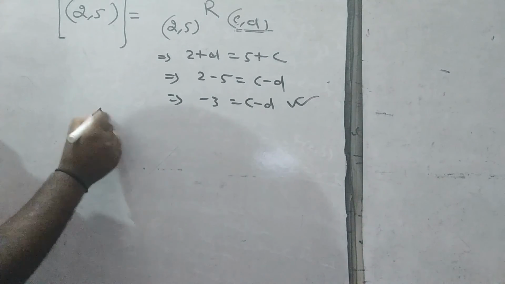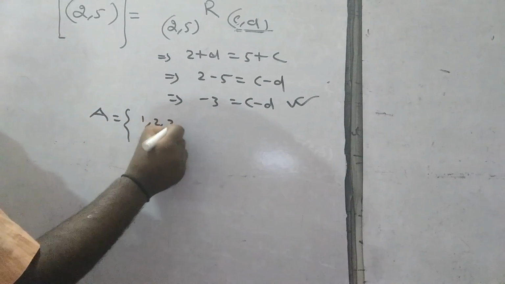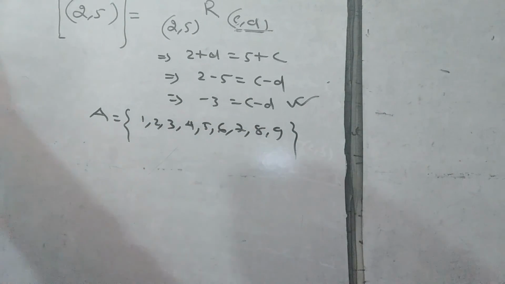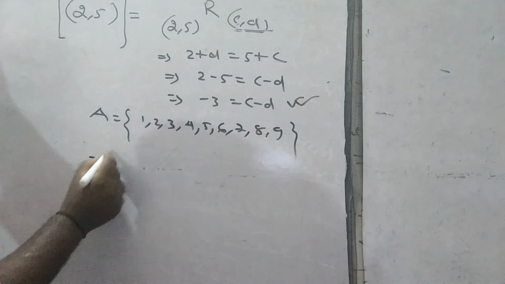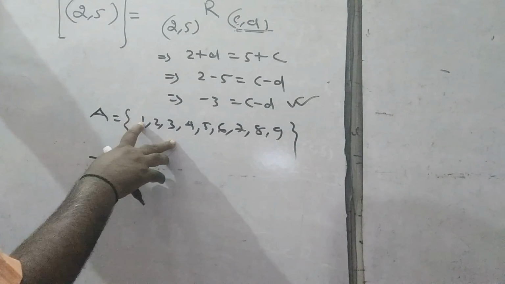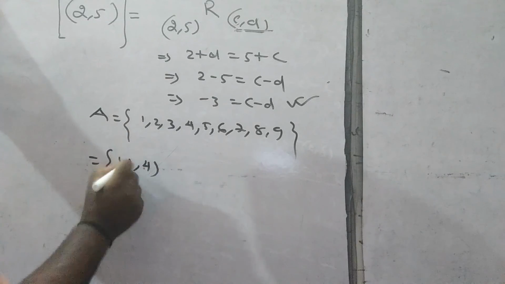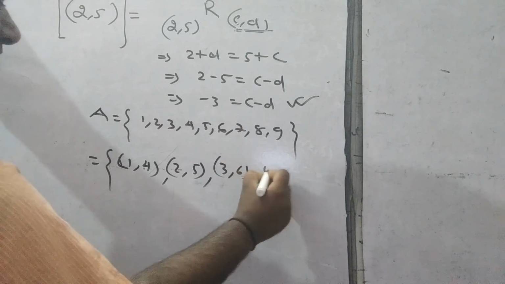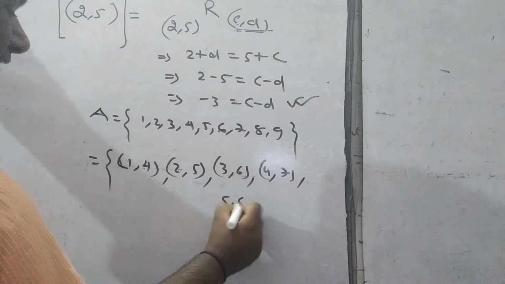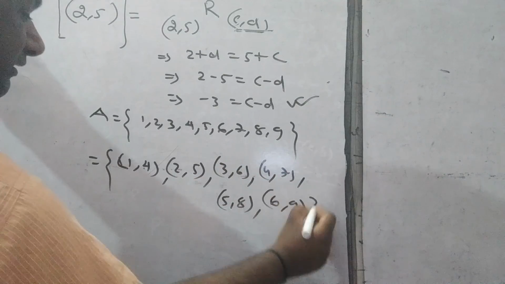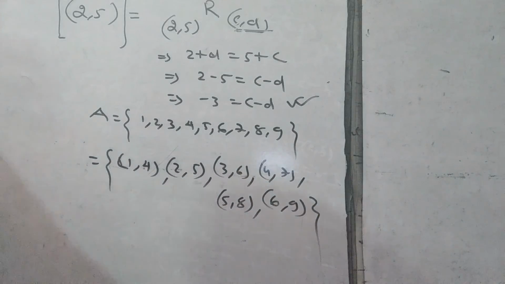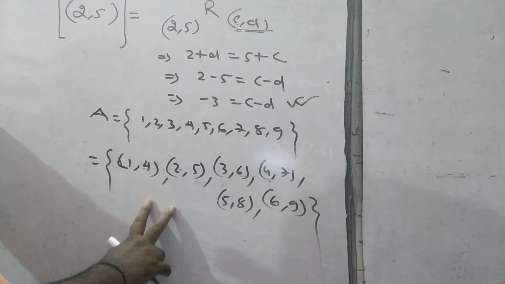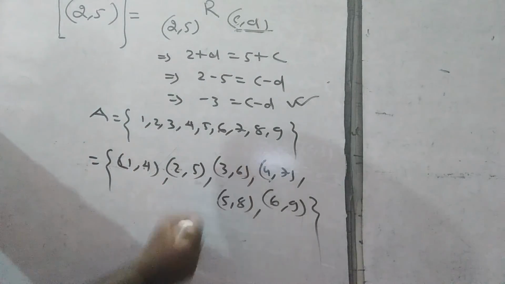So we have the set A equal to {1, 2, 3, 4, 5, 6, 7, 8, 9}. Now, take (1, 4). 1 minus 4 is minus 3. See, (2, 5). See, (3, 6). See, (4, 7). Then (5, 8), (6, 9). These are the equivalence class of (2, 5). See, for every pair, the difference is minus 3. So the equivalence class of (2, 5) is this.